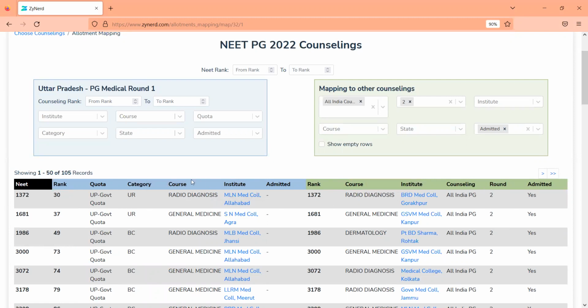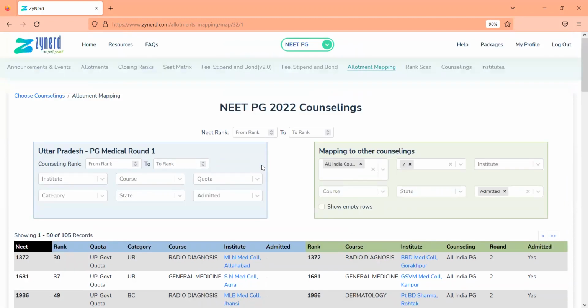All these candidates will not be competing with you in Uttar Pradesh round 2, and all these candidates' seats should already be available in the seat matrix of Uttar Pradesh. If not, then you will have to confirm why it is not available. So this is how you can check for your state round 2s.